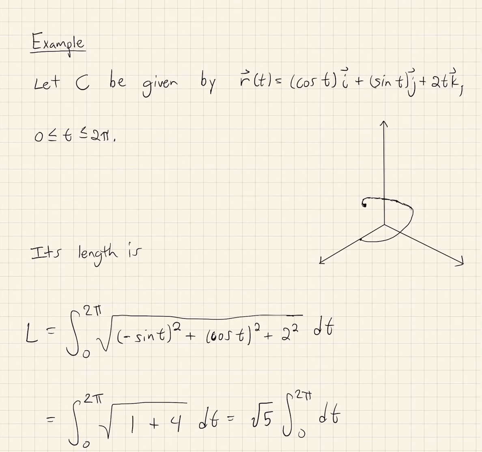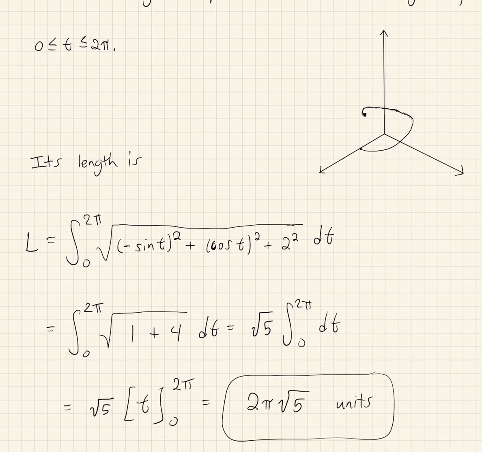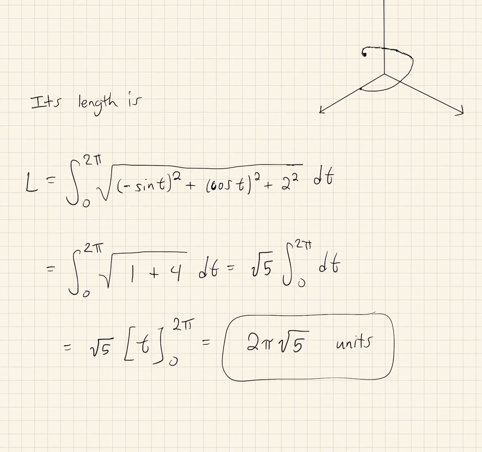And so if we just go ahead and apply that formula, the length is, well, I take the derivative of cosine, which is minus sine, square that. Derivative of sine is cosine, square that. The derivative of 2t is just 2, and I square that. Then using the Pythagorean identity, sine squared plus cosine squared is 1. Everything else is a pretty straightforward integral. So what we find is that the curve has a length of 2 pi times the square root of 5 units, whatever we're measuring our length in.